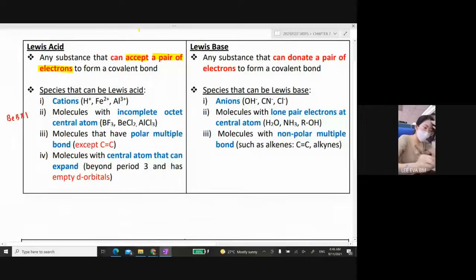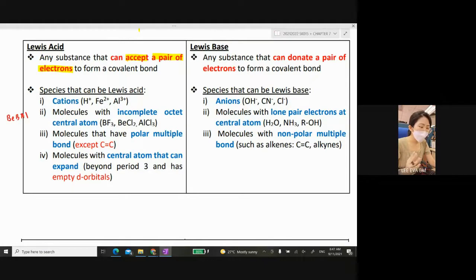Be, B, Al: beryllium, boron, aluminium. So they are obeying incomplete octet. That means they have empty orbital that can accept an extra pair of electrons. Okay, so every time you see Be, B, Al, it can be a Lewis acid.